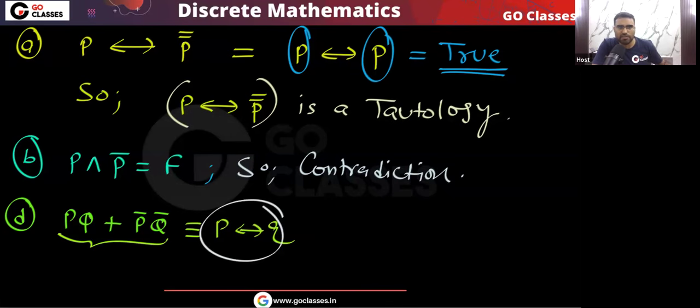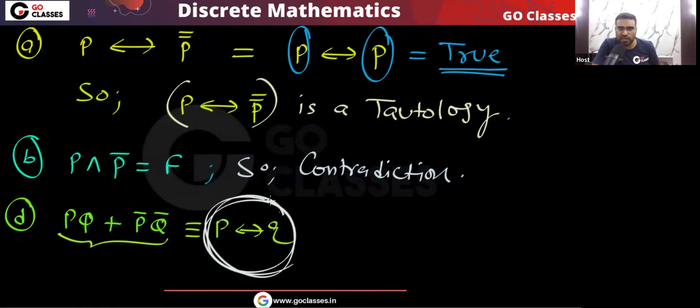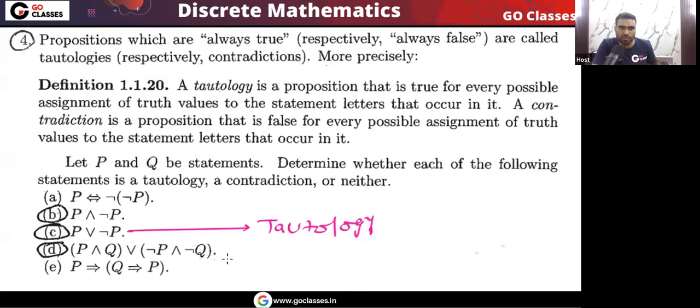This is a contingency because you can make it true, you can make it false. This is neither tautology nor contradiction. This is not a tautology. This is not a contradiction. It is at least one time true, at least one time false. So this is a contingency. So remember option D, that is a contingency.